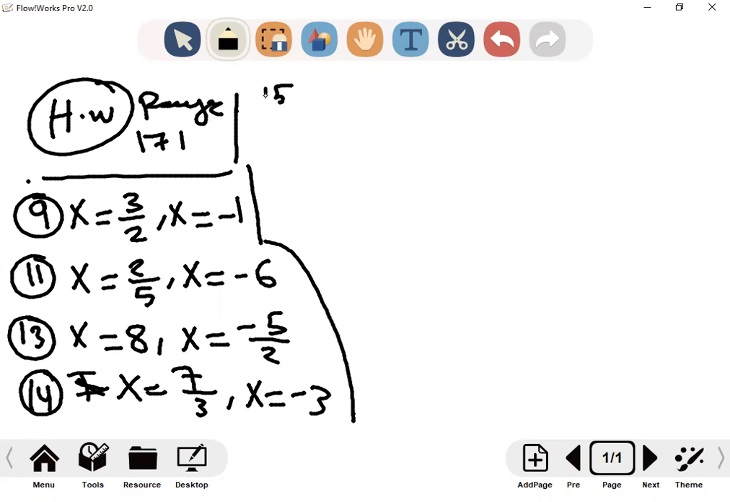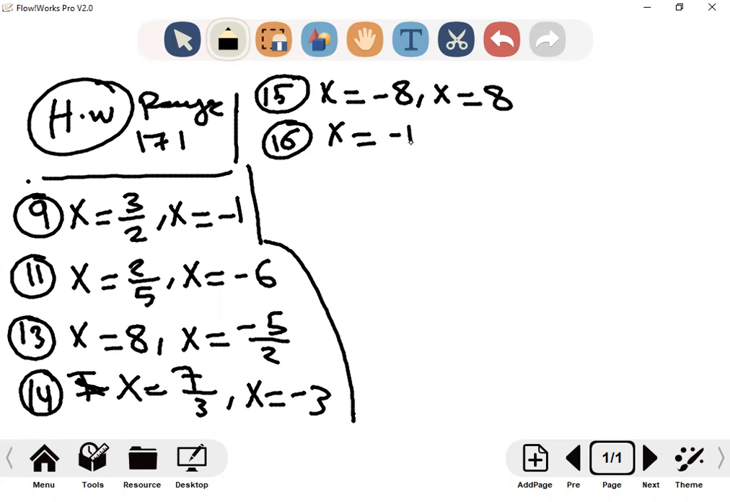15: x equals -8, x equals 8. Speak, Naeem. 16: x equals -13, x equals 13. 169, right? 16, sorry.